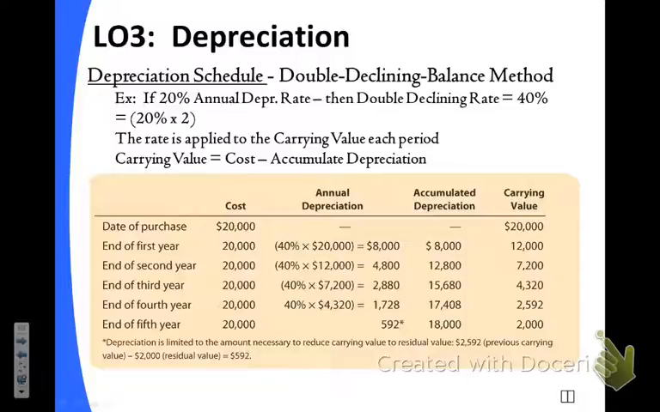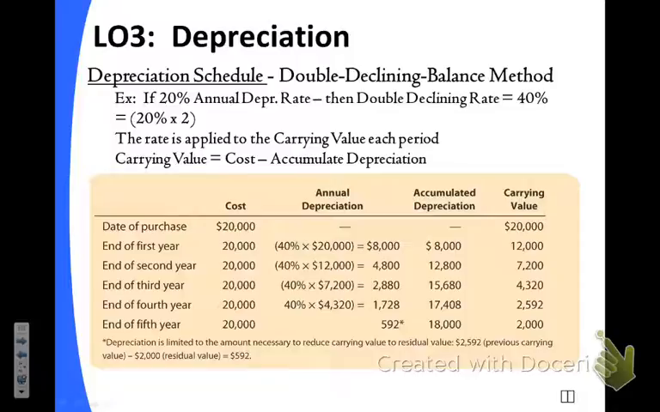We take that carrying value of $20,000, which was our purchase price, and multiply it by the annual double declining balance rate of 40%. Then we get annual depreciation for that first year of $8,000. Our accumulated depreciation would also be $8,000. We subtract the $8,000 from our initial cost of $20,000, and we get a carrying value at the end of the first year of $12,000.